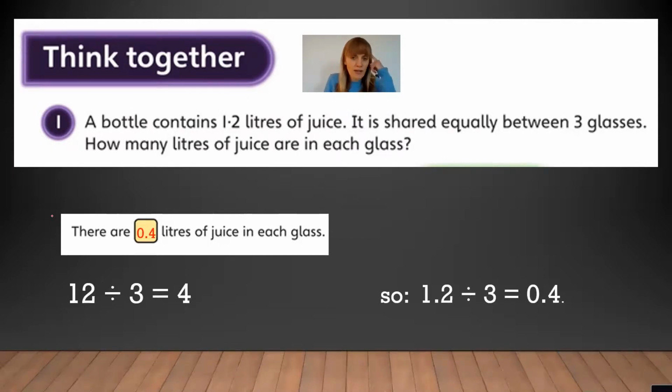Now, how could I check that that answer is correct? What could I do? I could think about the inverse, couldn't I? Now, the inverse means the opposite. So the inverse of division is actually multiplication. So if I took my 0.4 litres and times it by 3, I should get an answer of 1.2 if I'm right. And it does. 3 times 0.4 would give me 1.2, so I know my answer is correct.